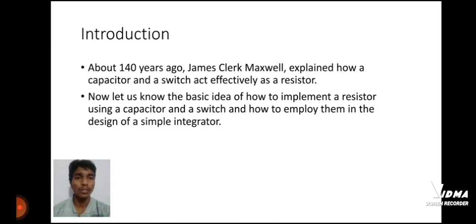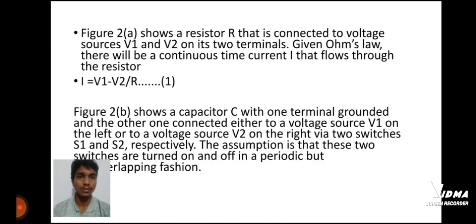Introduction. About 140 years ago, Maxwell explained how a capacitor and a switch act efficiently as a resistor. Now, let us know the basic idea of how to implement a resistor using a capacitor and a switch, and how to employ them in the design of a simple integrator.